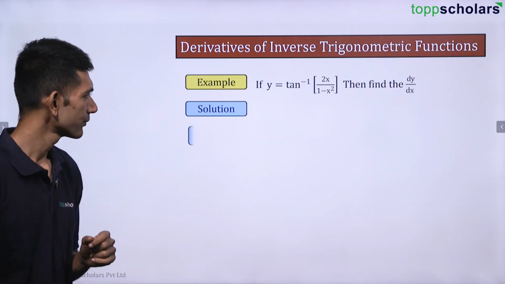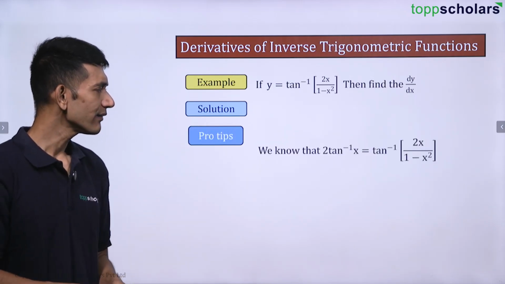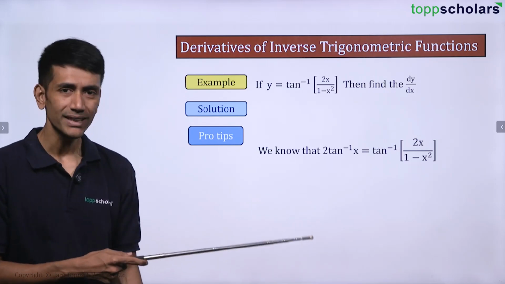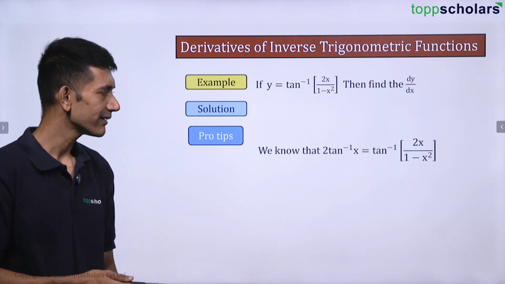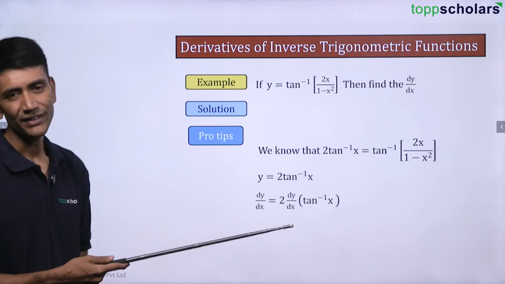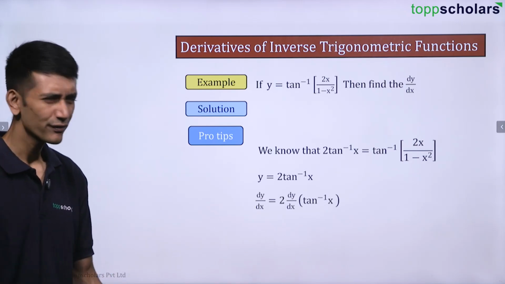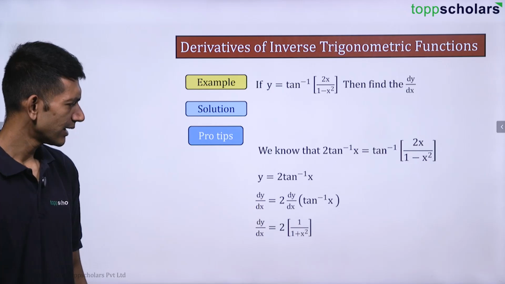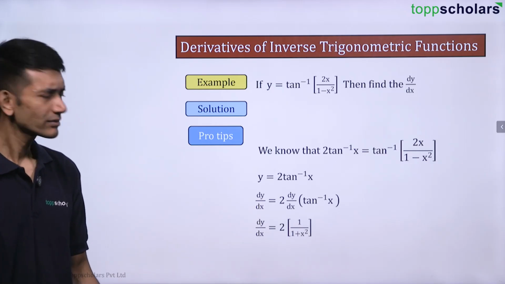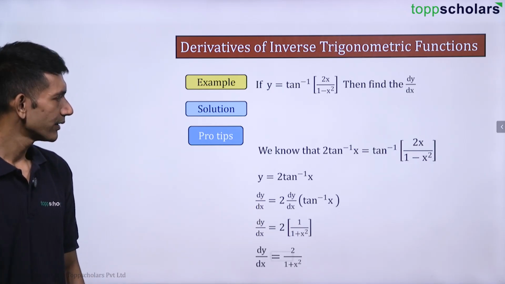Let's continue. Now here we know that 2 tan inverse x is nothing but tan inverse of 2x by 1 minus x square. So we could have done it directly also. That is one of the ways of doing it. And you get 2 by 1 plus x square. Correct? Alright.